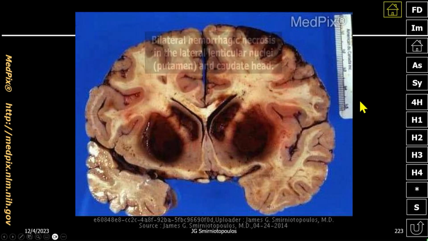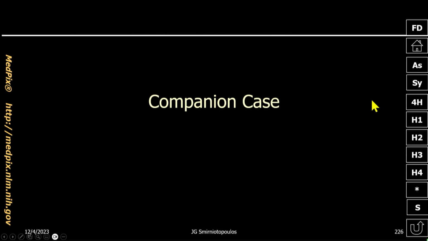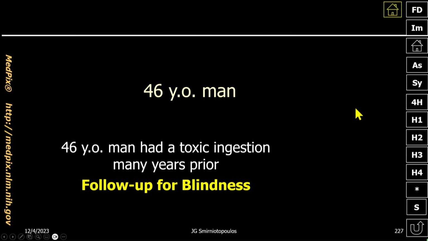But this is what you have with methanol intoxication. So this is a problem. There's a pattern there, and we can see the pattern. And this is a companion case.